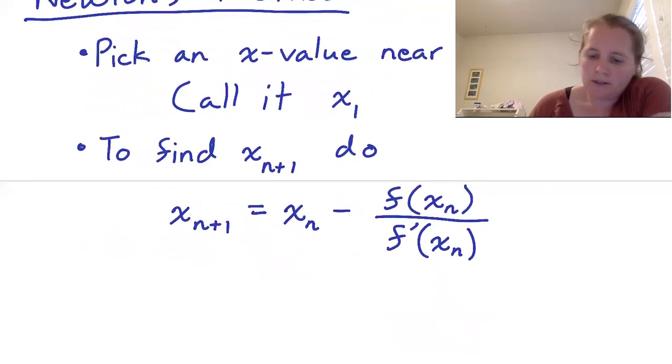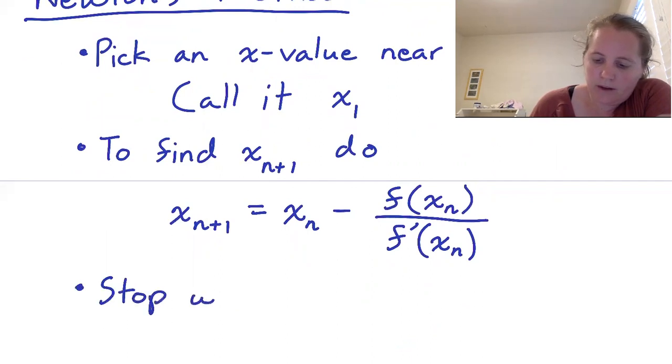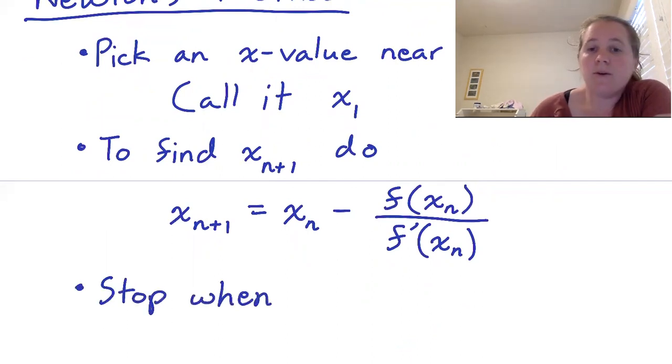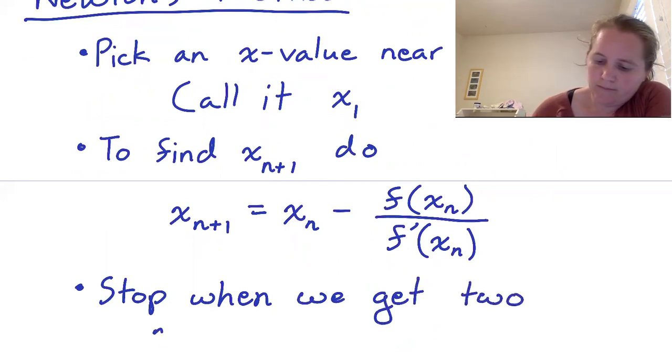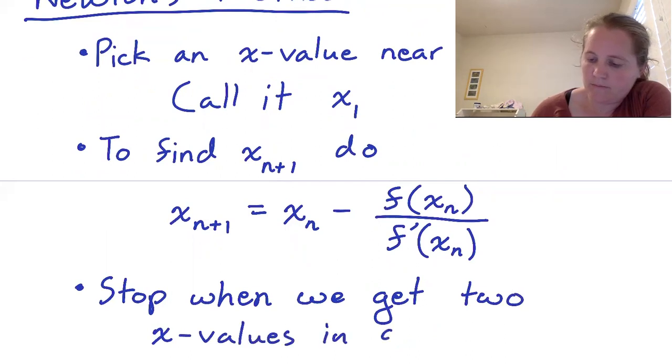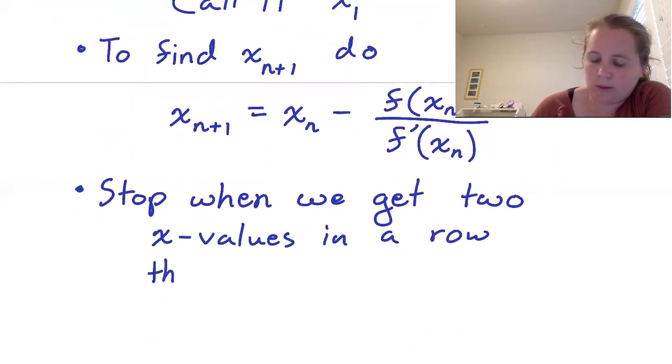And then we will stop when we get two x values in a row that agree on enough decimal places to satisfy us.